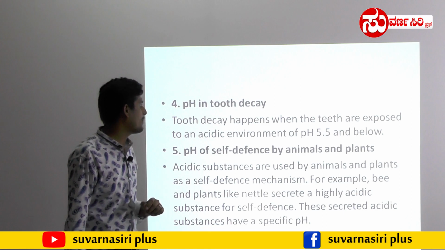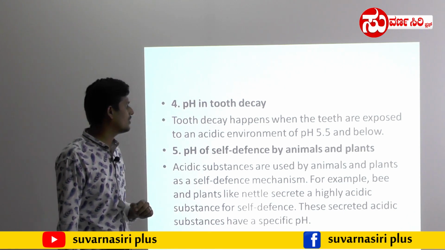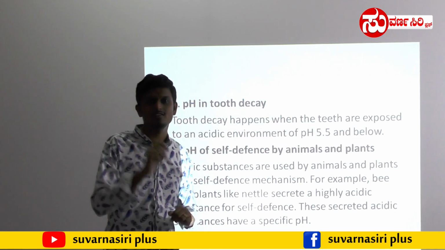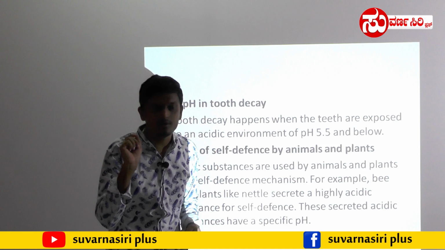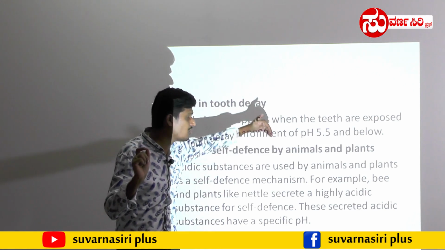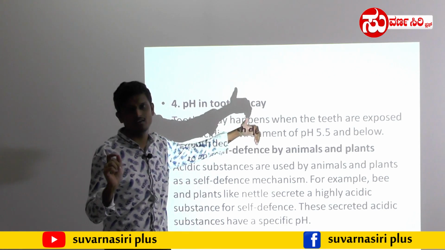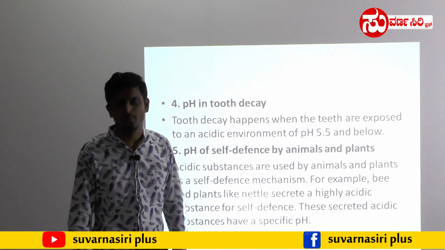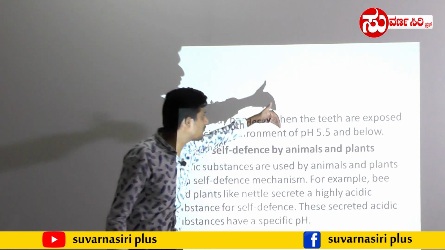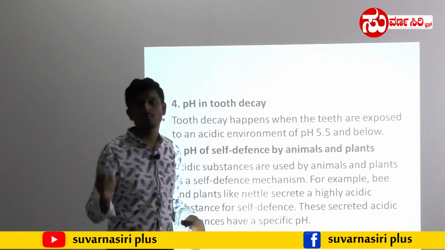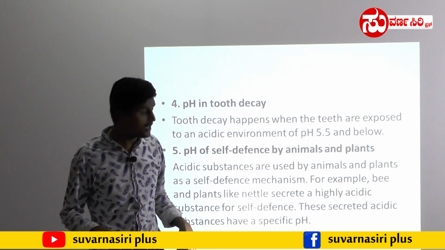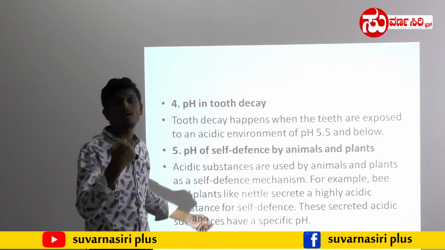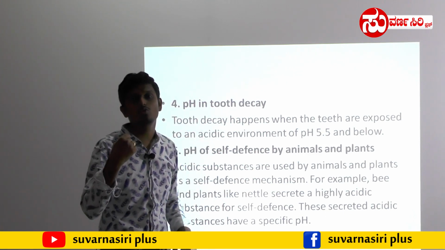So tooth decay happens when the teeth are exposed to an acidic environment of pH 5.5 or below. Students, at pH 5.5 or below, some of the bacteria in our mouth get activated. When they are activated, they start the decay of our tooth.